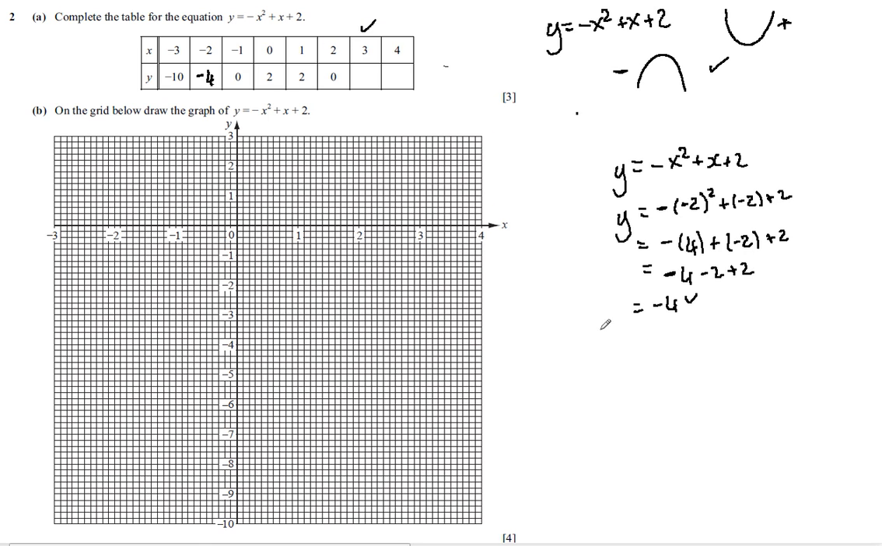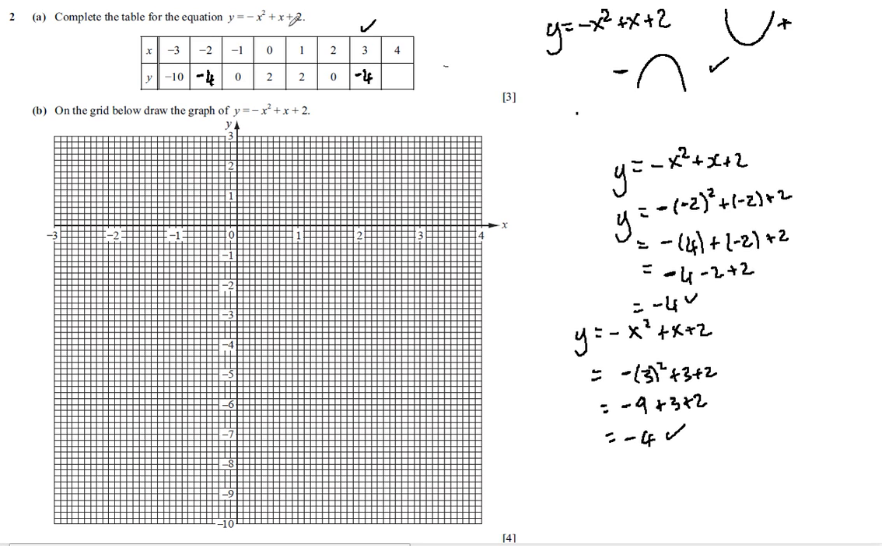X is 3, so we're going to say y is equal to negative x squared plus x plus 2. So when x is 3, keep in the brackets, negative 3 squared plus 3 plus 2 is negative 9 plus 3 plus 2, which is going to be negative 4. There we go. Negative 4, and you can see that the parabola is symmetric, so the values on the left hand side will be sort of the same on the right hand side.